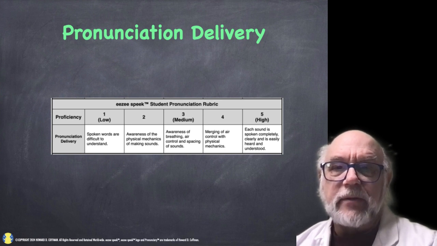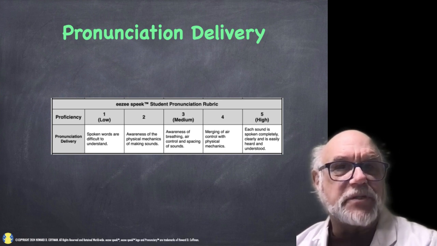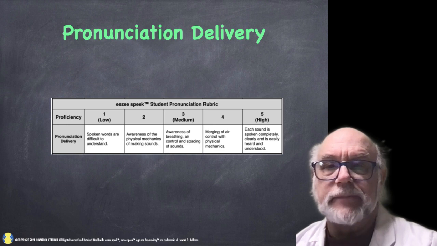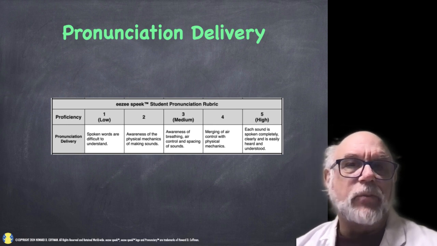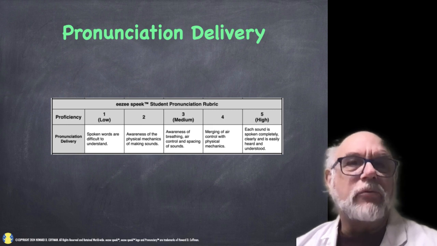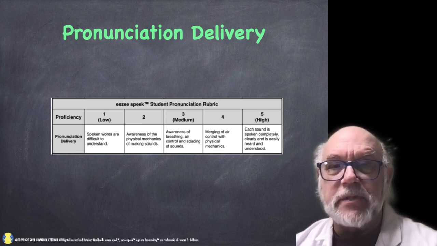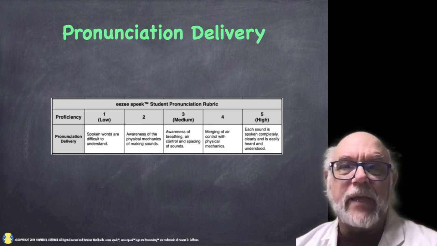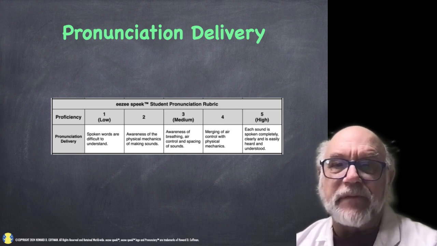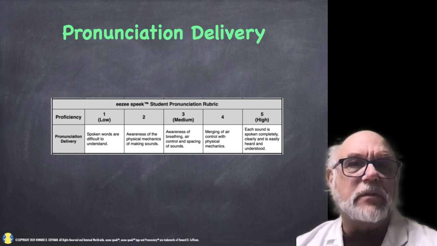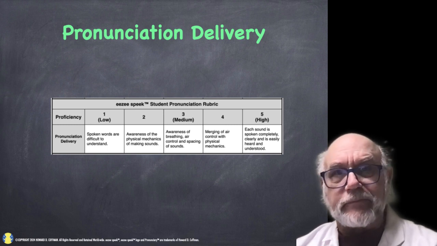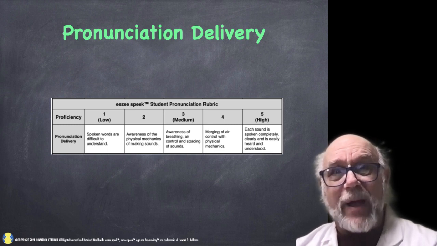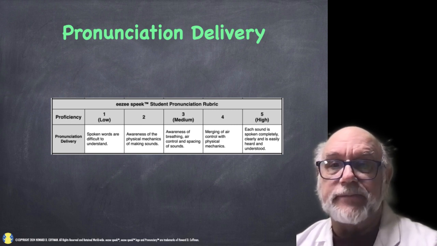Pronunciation delivery is the next category we look at. And this is really where the rubber meets the road, as we say. To get a low score here, someone would have to be really difficult to understand. Their words are mumbled, they speak too quickly. It's like, wow, I don't even want to listen to this person.